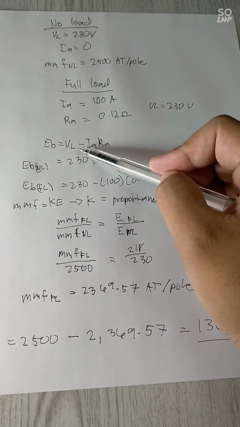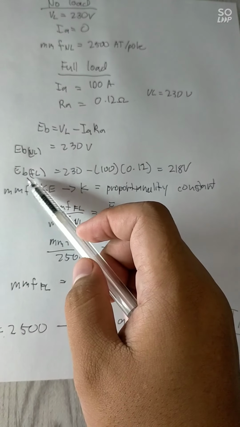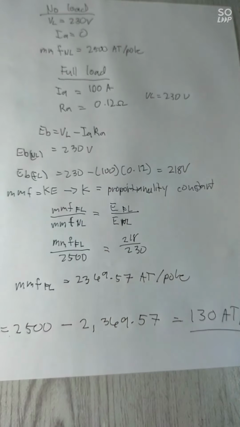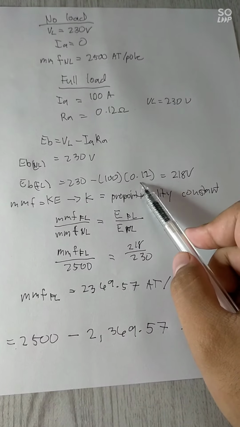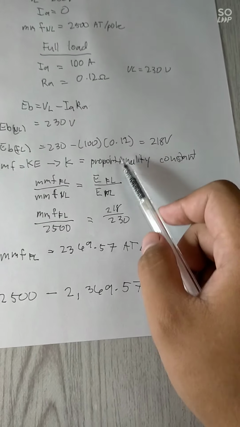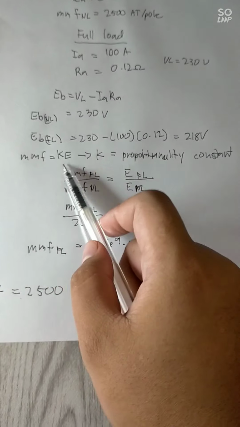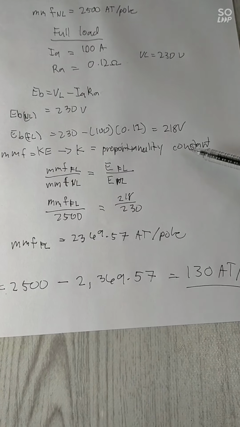So ang VL nato kay 230 man, so 230 na siya. So natay back EMF sa full load, so equals to 230 minus 100 times 0.12 equals to 218 volts. So MMF equals to KE, where K is the proportionality constant.